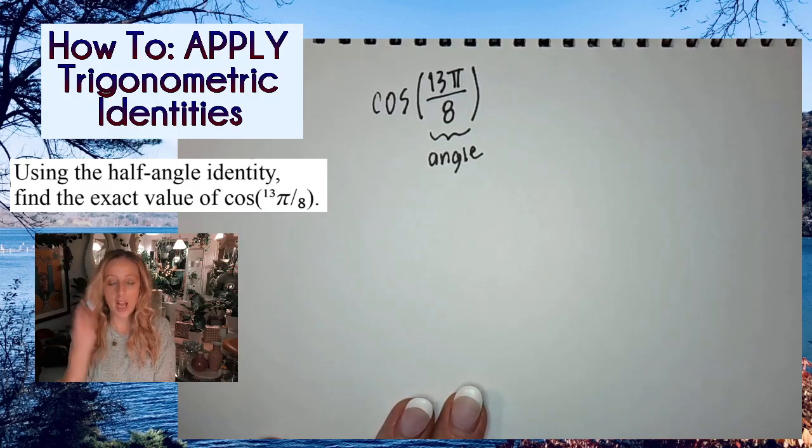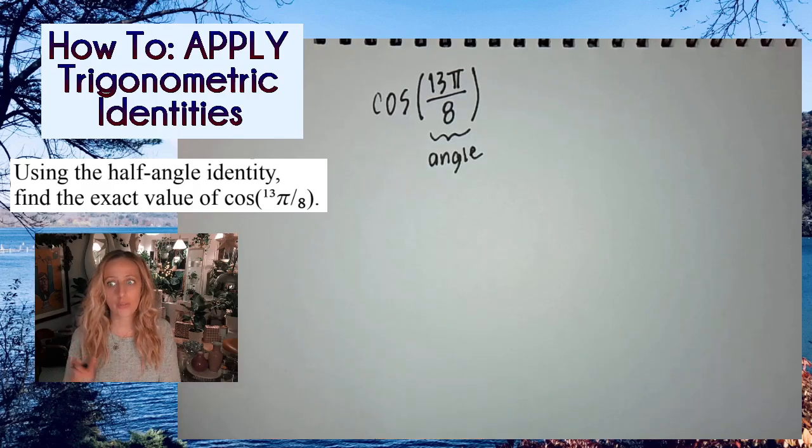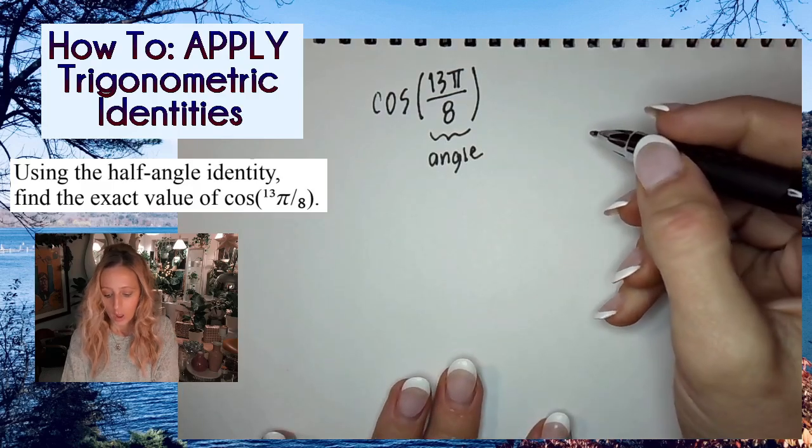The question says to use a half angle identity and its cosine. So if you start by writing down the identity, the people who are struggling are the people who only write down the right side of the identity. You need to write down the left and right side and understand what everything means and what it is you have, and then what you need to find to use and apply that identity.